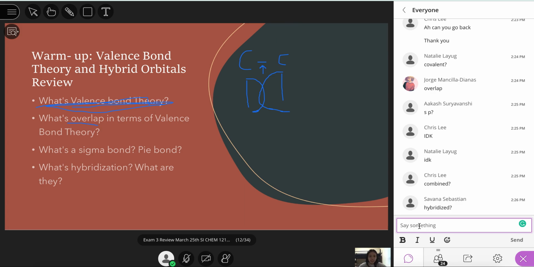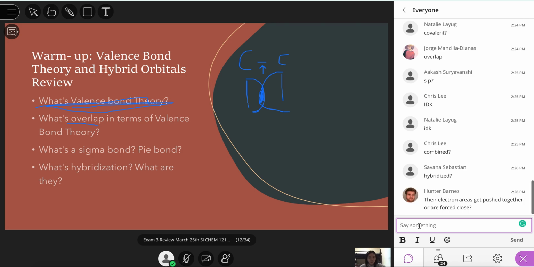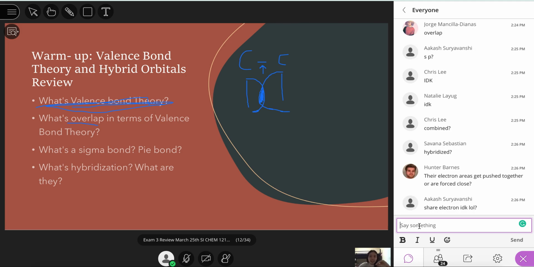You're overlapping this little gray area. What's going on? I think you guys are overthinking it. Does anyone know? Sharing? You're getting there in a way. When this is overlapping, those orbitals are basically occupying the same space. That's pretty much it. Again, I think you're overthinking it. When it says overlapping, it just means both of those orbitals occupy the same space or same region.